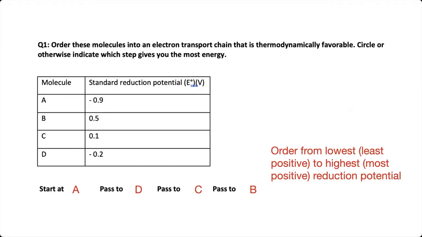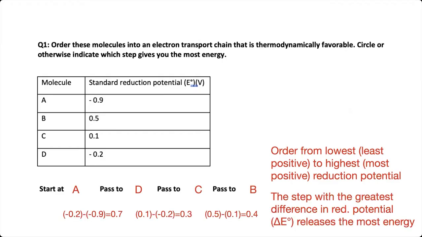Now it's asking us to circle or otherwise indicate which steps give us the most energy. To think about how much energy is given off, we need to look at the difference in reduction potential in our pass-offs. So we can simply take the differences between these. We can see that the pass from A to D is going to have the greatest difference, so we're going to release the most energy. This has the greatest difference in reduction potential, our delta E naught, and that's thus going to release the most energy. So this is going to be our most favorable pass-off.